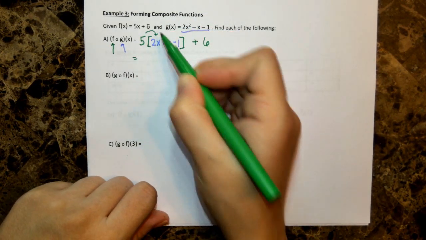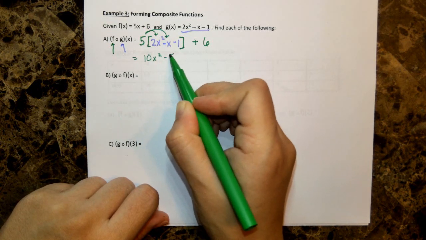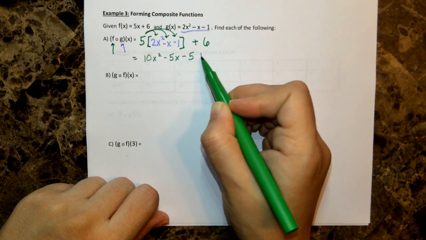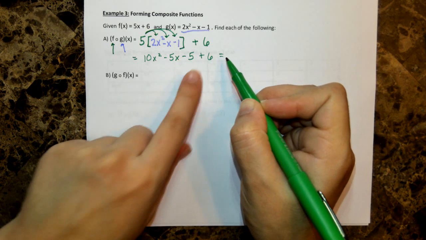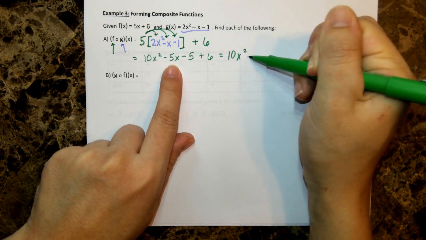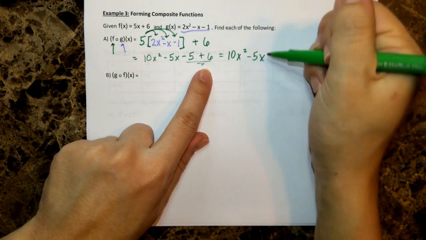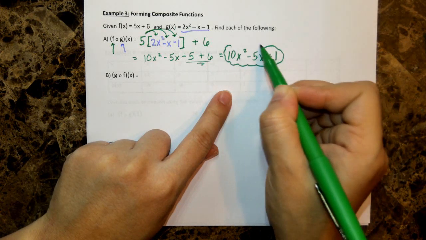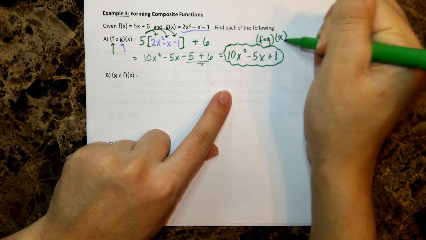5 times 2x squared is 10x squared. 5 times negative x is negative 5x. 5 times negative 1 is negative 5, and then plus 6. Okay. I can simplify this one step further because there are some constants that are like terms. So this is going to equal 10x squared minus 5x. Negative 5 plus 6, those are like terms. So negative 5 plus 6 is a positive 1. And there's our answer. And this is f composed with g of x. I just like to label my answer so I know what it is.